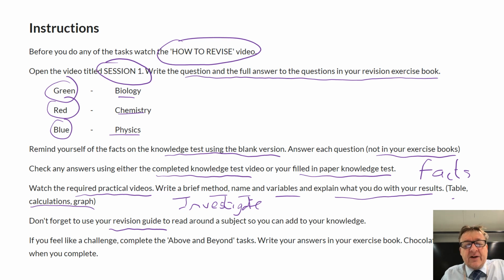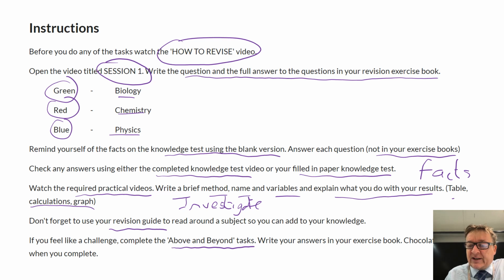And then right at the very end, if you've gone through all this and you feel like a bit of a challenge, because you want to boost your grade even higher, there's something on there called Above and Beyond. They're a series of probably about 10, 15 short questions, designed to show understanding. We're not expecting huge reams of writing. The answers will be quite short, but they're worded in a way that is a little bit difficult. Those are the Above and Beyond tasks.